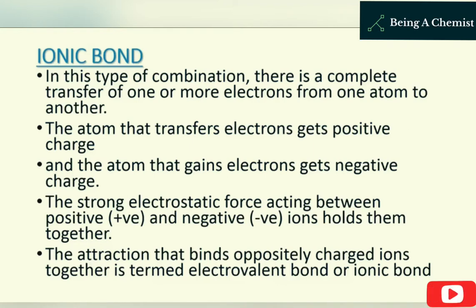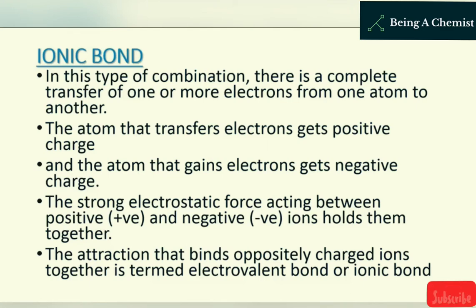So it is clear to all of you now that the atom which is transferring electrons, which is donating or giving electrons to another atom, will get a positive charge, and the atom that gains electrons, the atom which is receiving the electron, will get a negative charge. The atom which has an additional electron from the transfer will get a negative charge, and the atom which is donating the electron will get a positive charge.